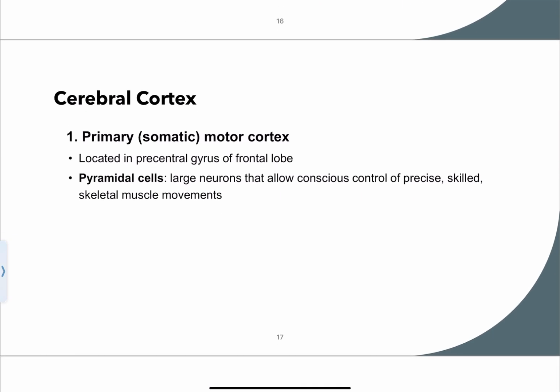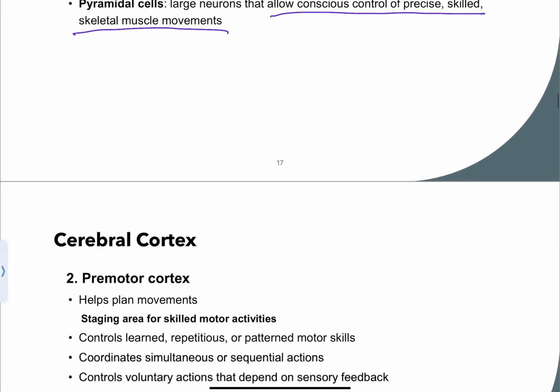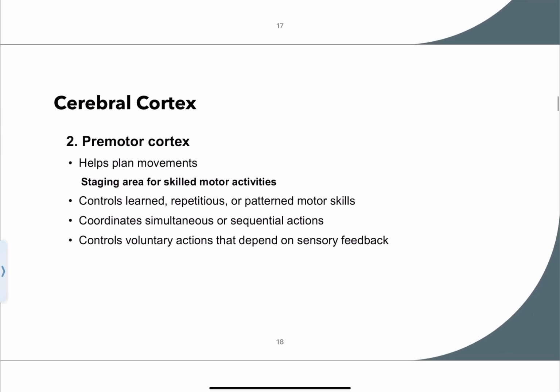Our first primary motor area is our primary somatic motor cortex. I don't care about the location, we're talking about function. The primary somatic motor cortex allows us to have conscious control of precise, skilled skeletal muscle movements. This is what you want to write down on your worksheet and know for your lecture exam.